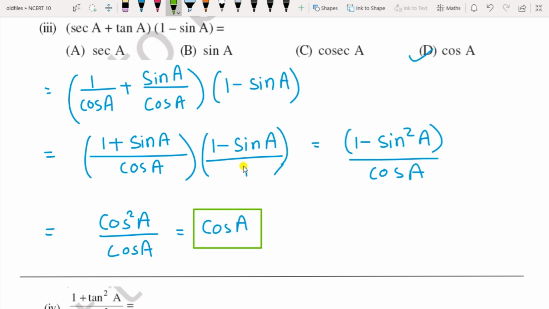Okay, now multiply these two brackets. It is (a plus b)(a minus b), so a square minus b square. 1 minus sin square A upon cos A. 1 minus sin square A is cos square A, so one of the cos A will get cancelled from here. The answer is cos A.